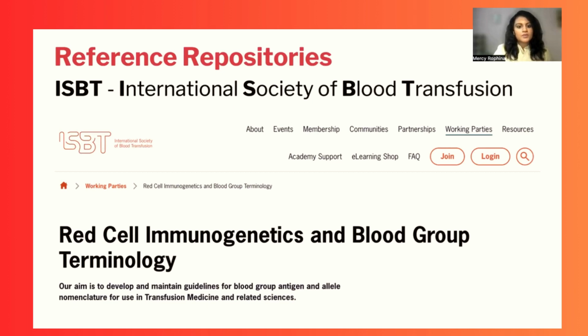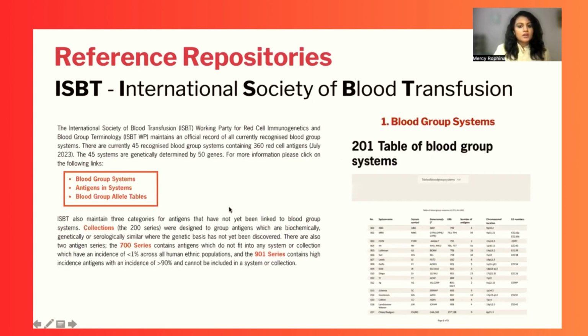When we enter this particular page, it provides a very quick introduction where we see three links: the blood group systems, antigens in systems, and blood group allele tables. By clicking into each of these, we will be taken to a new page which provides all the information regarding that particular title.